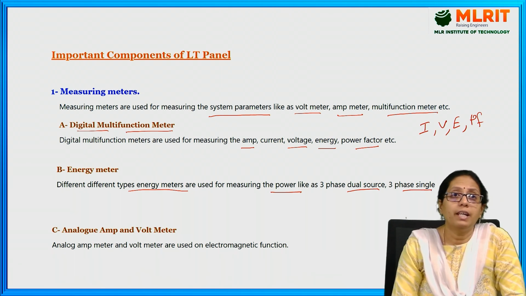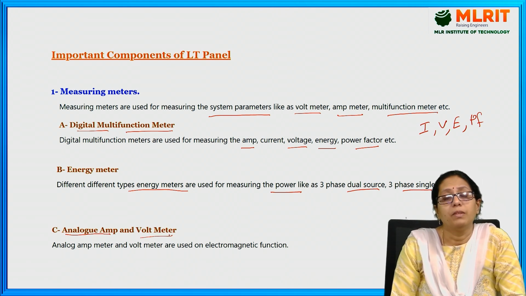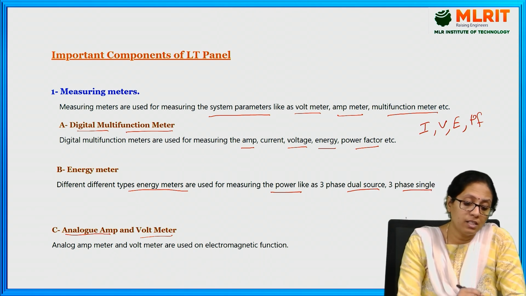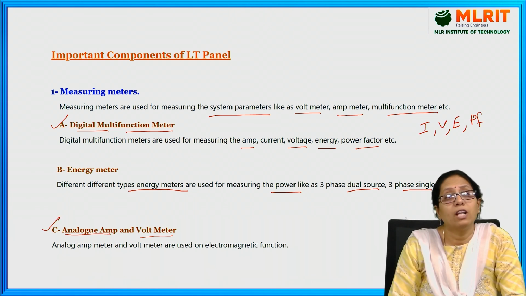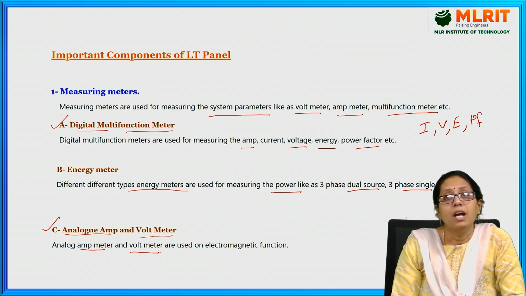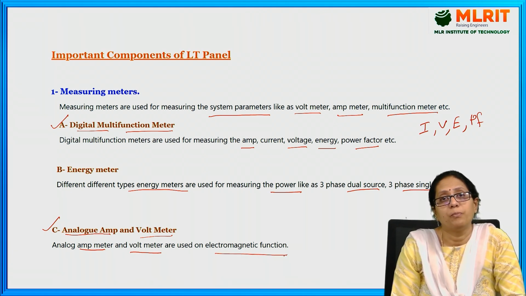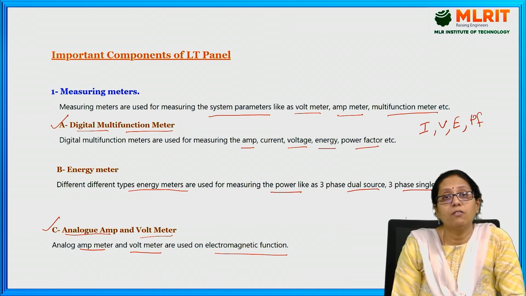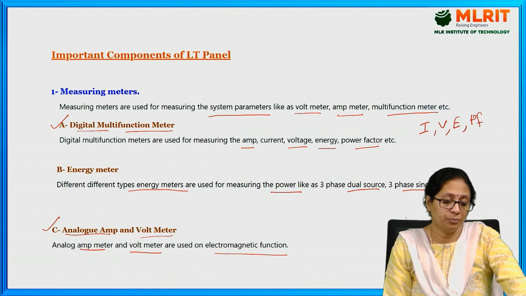The third one is the analog amp or volt meter. That means it is an analog meter. We'll be having digital meters as well as analog meters. This first one is the digital meter. The third one is the analog meter, which measures the current as well as voltage and works on electromagnetic function. So based on the electromagnetic function, it can measure the current as well as voltage.